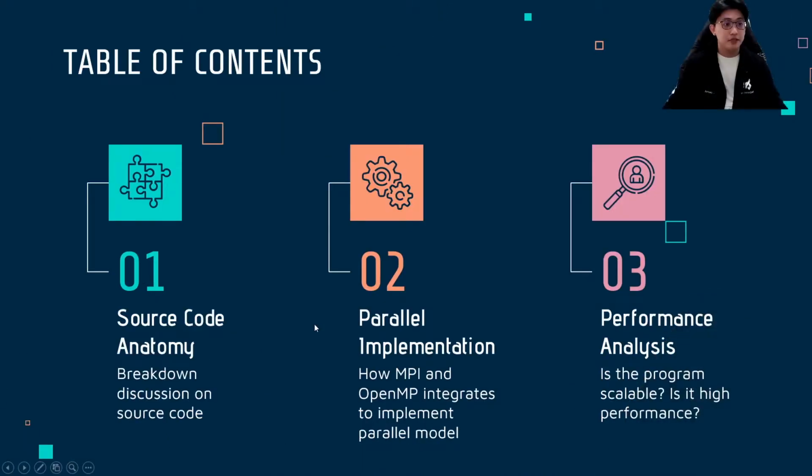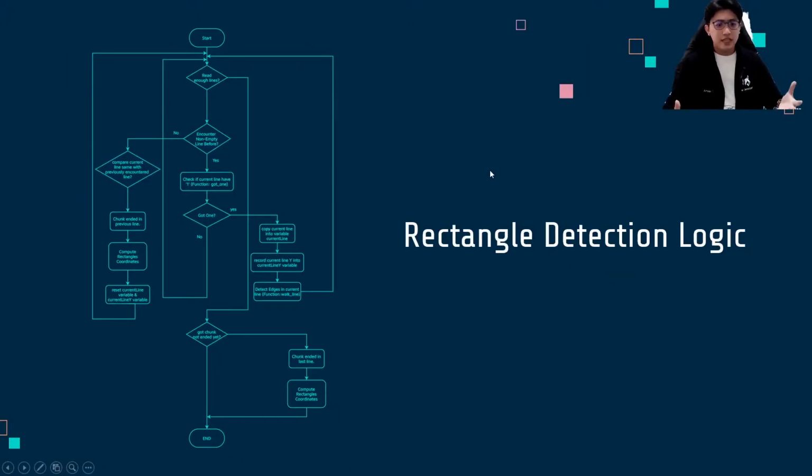Alright, so in my presentation, I'll cover 3 topics. The first is source code anatomy, where I explain the function of my source code and how I detect the rectangles. The second topic is parallel implementation, where I show how I implemented OpenMP and MPI functions to implement the parallel model. The third is the performance analysis, where I show the analysis of my program to determine whether it is scalable and high performance enough. So let's start with rectangle detection logic.